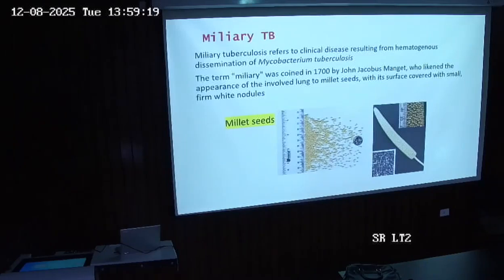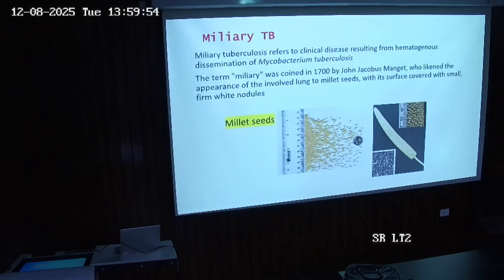So, miliary TB is a very important disorder in which there is a widespread dissemination of tubercular bacilli, and that, if untreated, can be dangerous to life. It is a fatal and seriously ill disease which has to be treated in time.